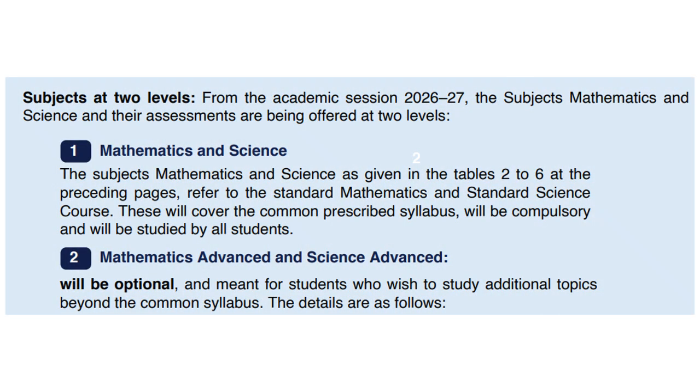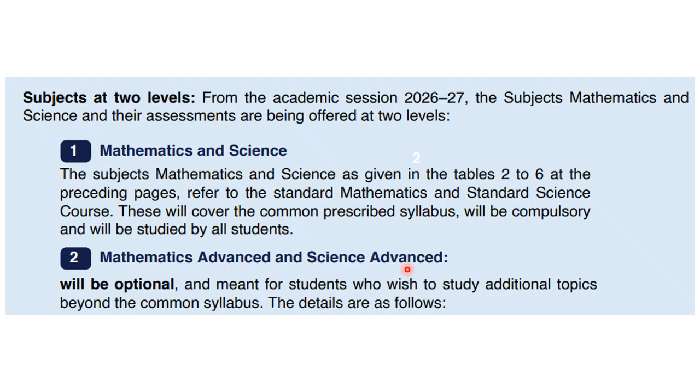Now, this is the important one. Subjects at 2 levels. From the academic year 26-27, the subjects mathematics and science and their assessment are being offered at 2 levels. Mathematics and science. So the details. How the 2 levels are coming? Let us see.